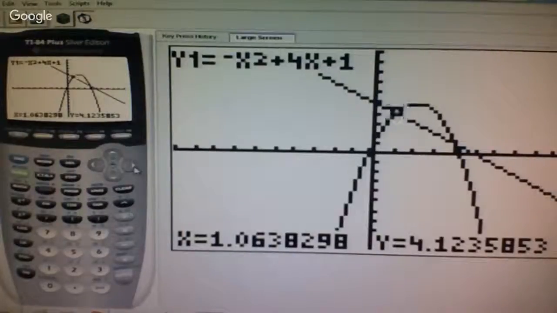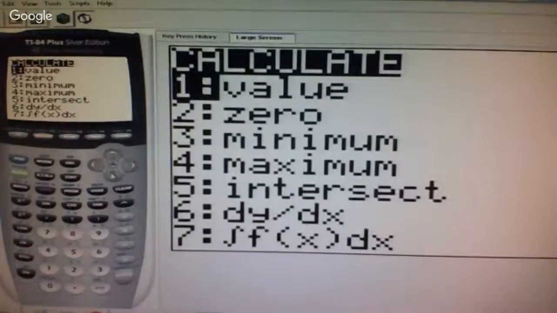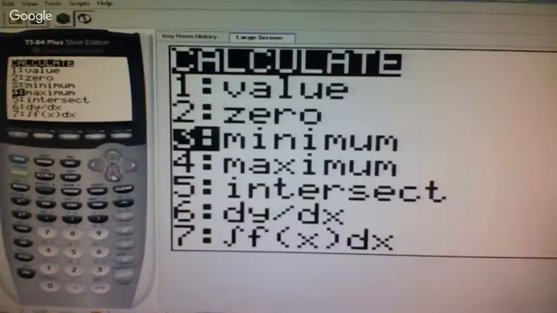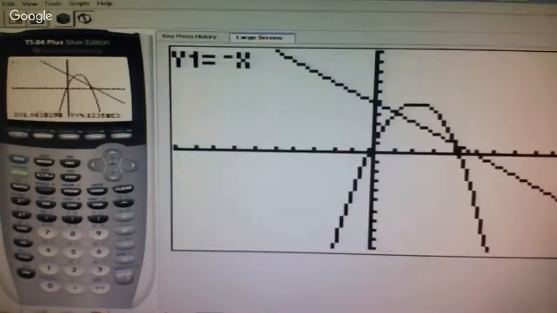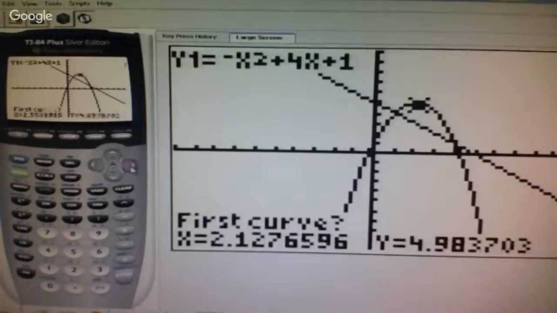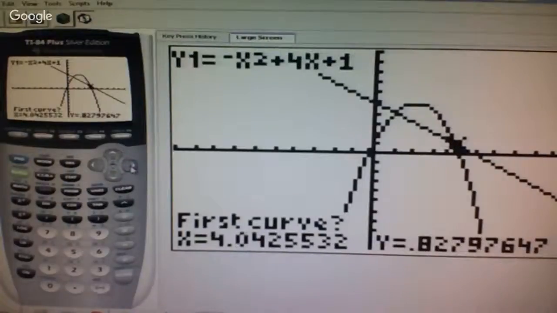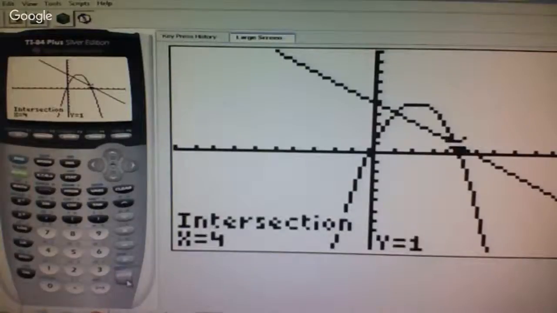All right. To get your second intersection, you go back to that calculation screen. So second trace, intersection again, and this time move it closer to that second intersection. And hit enter, enter, enter. 4, 1.